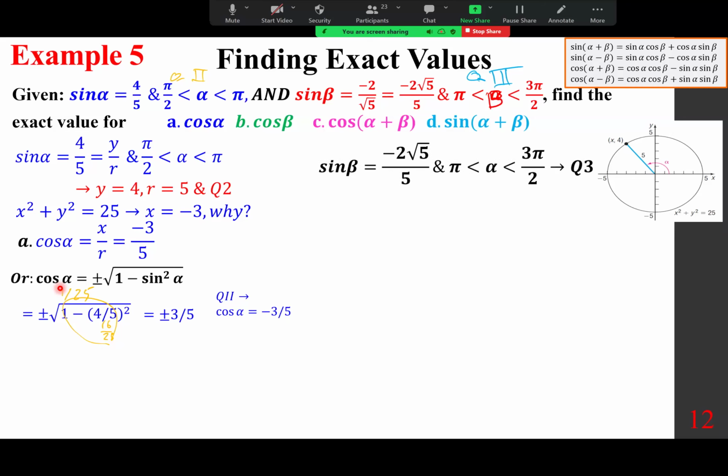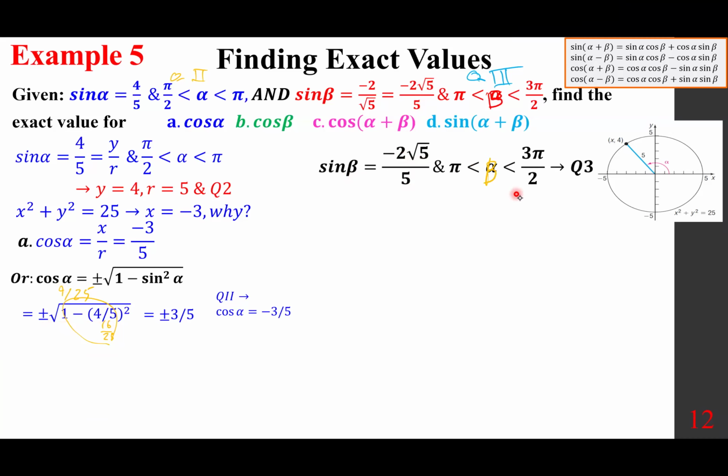And so sine is given as negative 2 square root of 5 over 5, and beta is between pi and 3 pi over 2, which gives us what? The third quadrant. It gives us the third quadrant, everybody. Let's do one way, okay? Instead of doing both ways, let's do it with identities.